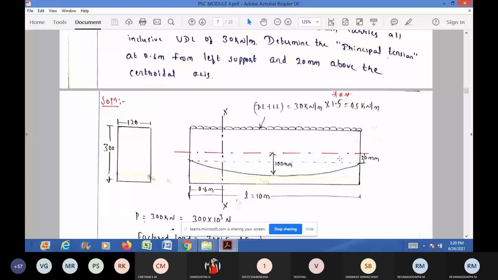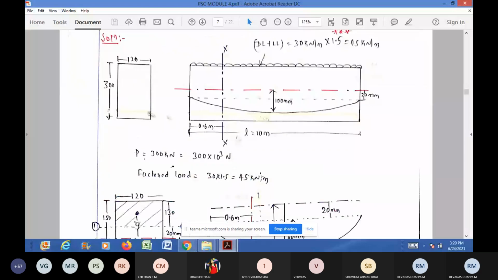Now, pre-stressing force is given, that is 300 kilonewton, that you write here. Lateral load is equal to 45 kilonewton per meter. That also you write. P is equal to 300 kilonewton, which is nothing but 300 into 10 power 3 Newton, and lateral load is equal to 45 kilonewton per meter.